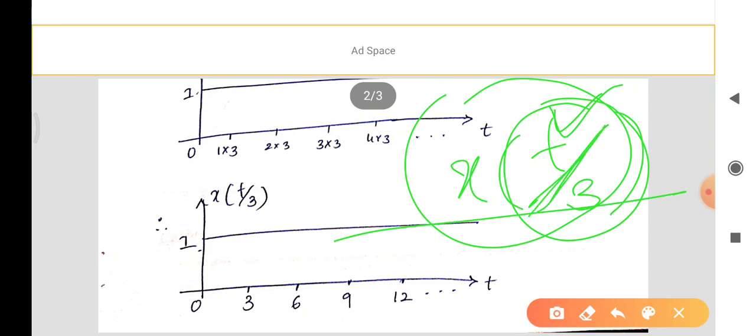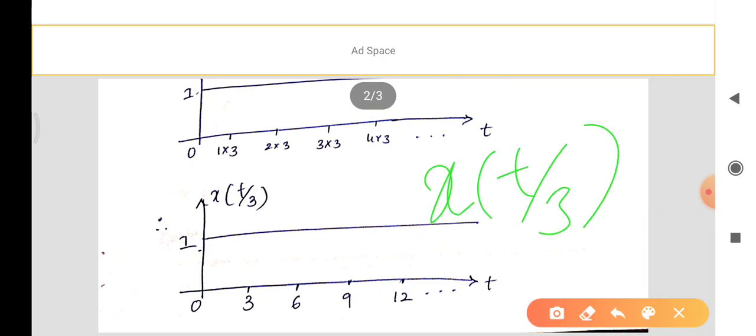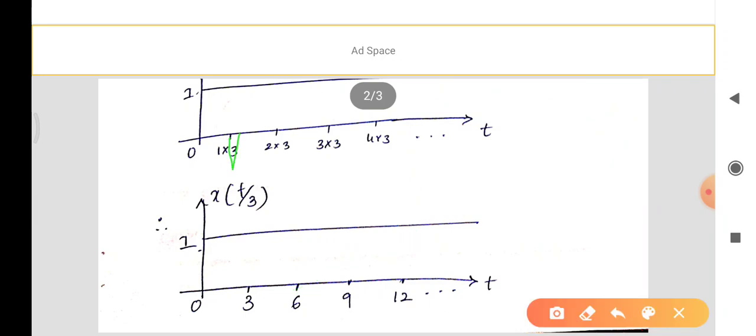Okay, it is going to correspond to your time x axis. If you are dividing that, then your signal is going to expand. Now you can observe, this was at 1, now it is at 3. Okay, it is going to expansion.